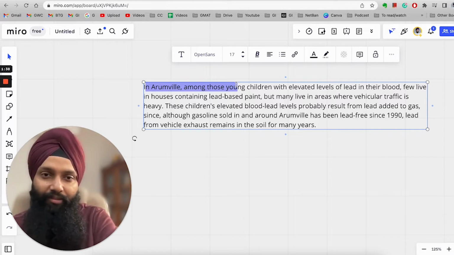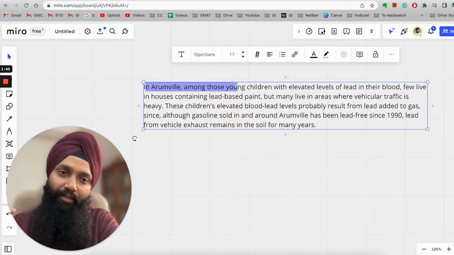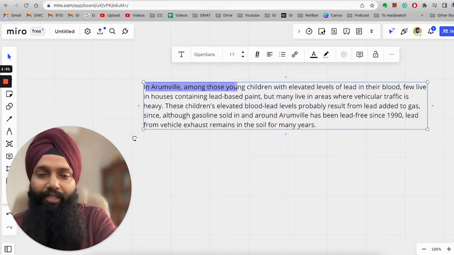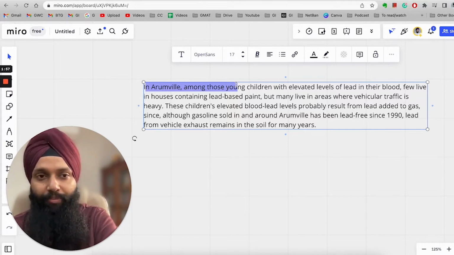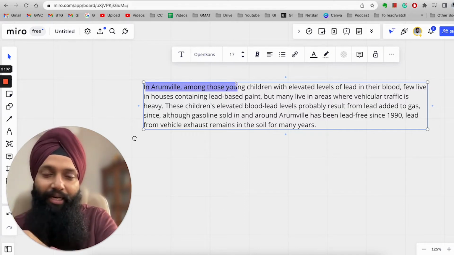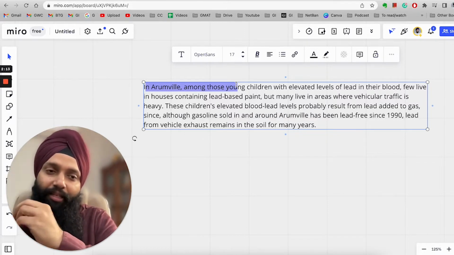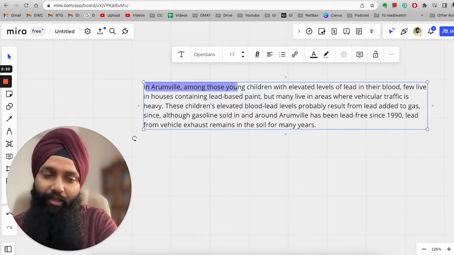Can you make any connection or anything strikes you? The one thing that strikes me is that it's saying probably the lead in their blood is not really coming from lead-based paint because not many people live in these houses. But many live in areas where vehicular traffic is heavy. Okay. So essentially, we cannot infer, but the sentence is taking me in that direction that possibly lead-based paint is not really the cause of lead in their blood, but actually it has something to do with vehicular traffic. So if vehicular traffic is heavy, probably that's leading to elevated levels of lead in their blood.